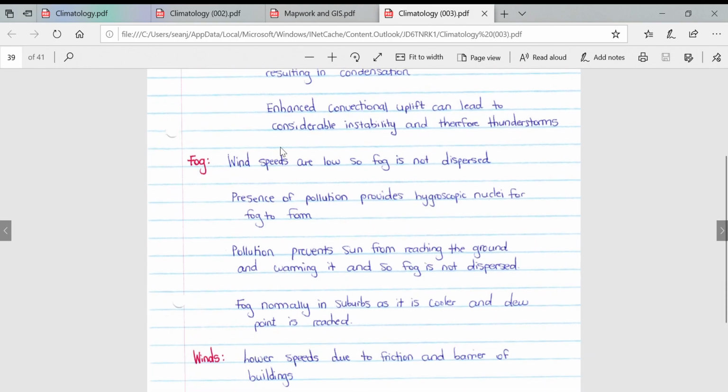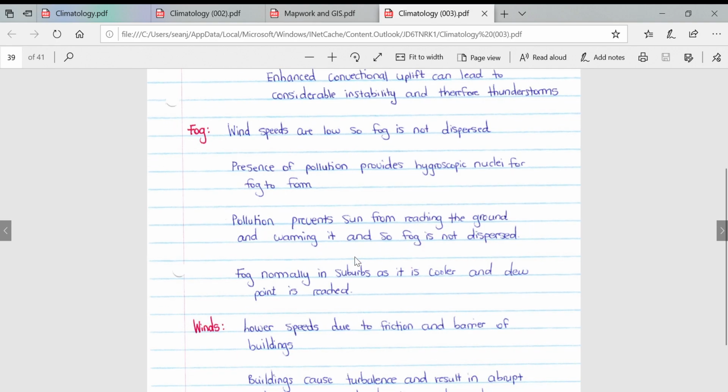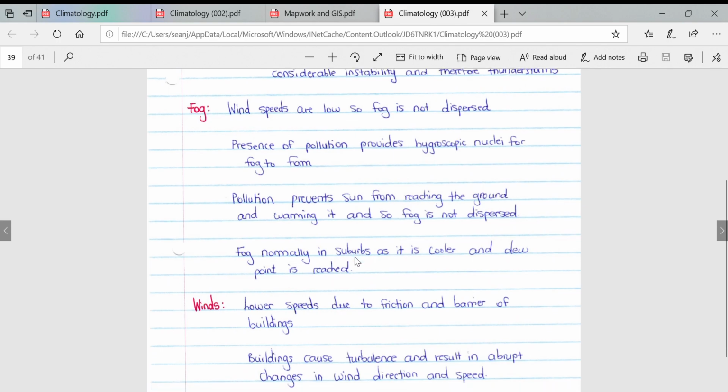If we look at fog, wind speeds are slow, so fog is not dispersed. The presence of pollution provides hygroscopic nuclei for fog to form. Pollution prevents the sun from reaching the ground and warming it, and so fog is not dispersed. Fog normally occurs in suburbs as it is cooler and the dew point is thus reached.